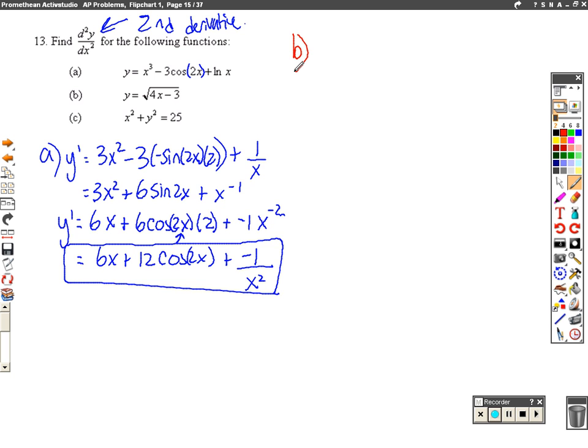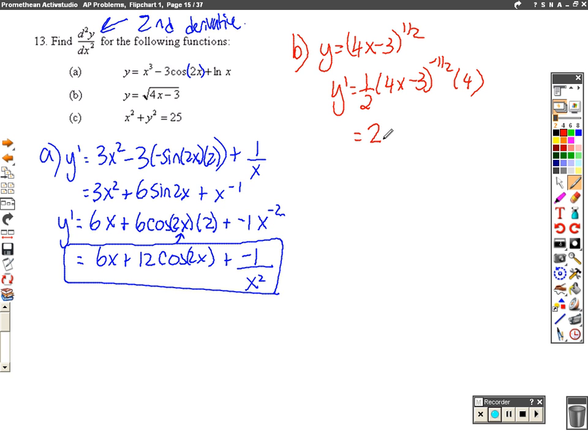We've got, I'm going to rewrite this, y is equal to 4x minus 3 to the 1/2 power. So now the first derivative is a blob to the 1/2. So according to the chain rule, we do the 1/2 first. 1/2, blob stays the same to the negative 1/2. Multiply it by the derivative of blob, which is going to be 4. I'm going to clean that up a little bit. I'm going to multiply the 1/2 times the 4, and that becomes 2. 4x minus 3 to the negative 1/2.